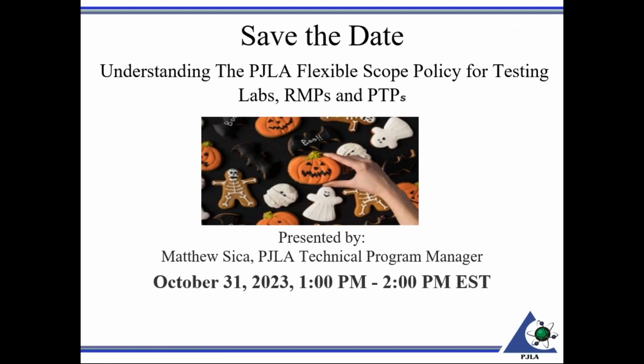I just want to give you a heads up, particularly those of you that are testing organizations. We have a webinar coming up on October 31st. We have revised PL4, which used to be my domain as Calibration Program Manager. It was Scopes of Accreditation for Calibration. Effective November 1st, it's going to be for all programs. One thing we're implementing is the concept of flexible scopes in testing labs, RMPs, and proficiency testing providers. So this is actually next week.